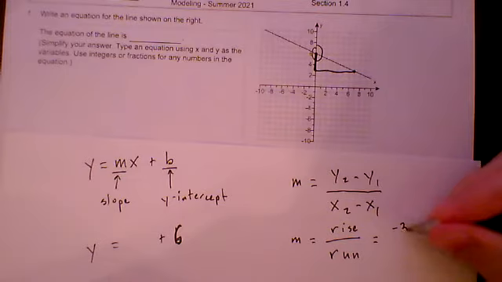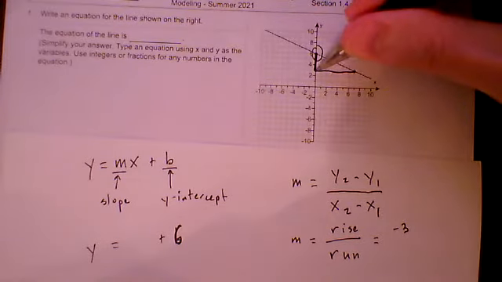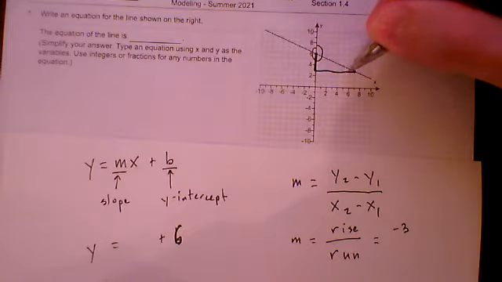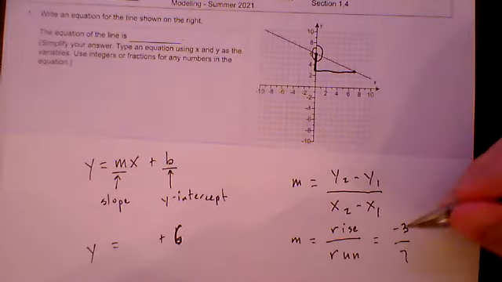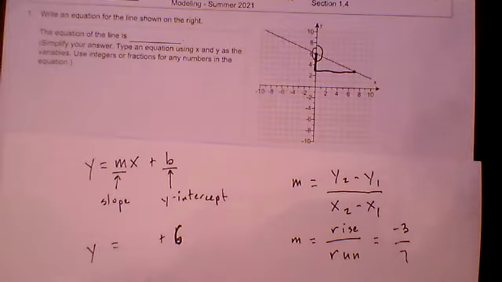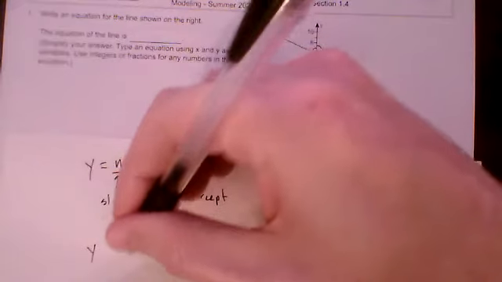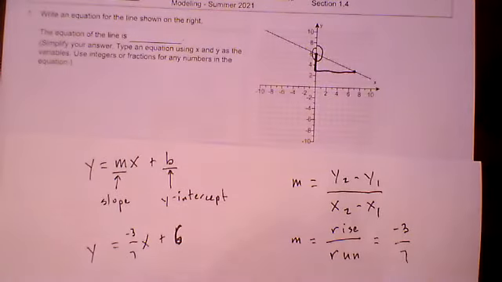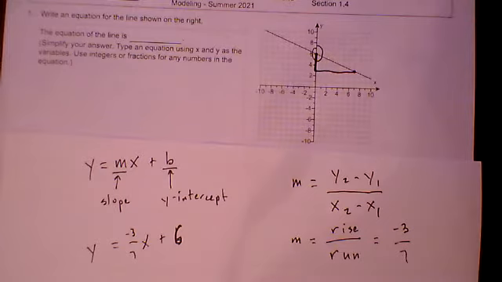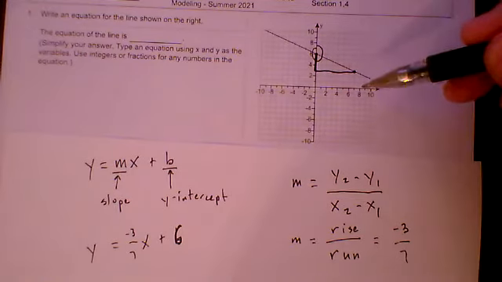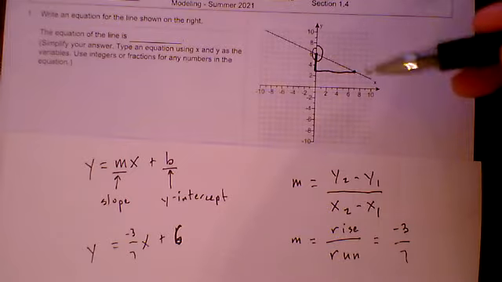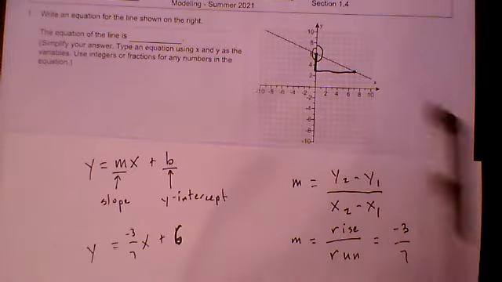So the rise, we went down 3. So I would think the rise is -3. And then the run is how far we go from left to right. So we go 1, 2, 3, 4, 5, 6, 7 over. And so our rise is -3. Our run is 7. Put those together and we get that our slope is -3 over 7. So fill that in and we're done. That's all we need to get the equation of a line, the slope and the y-intercept, put those together. So it's pretty easy to get these equations from graphs like this. We just get our y-intercept and then we figure out our rise and our run, put those together to make our slope.